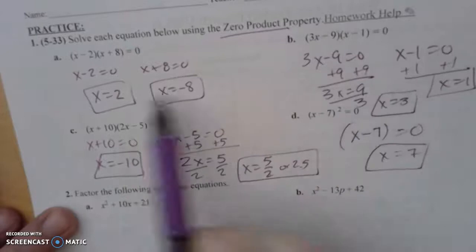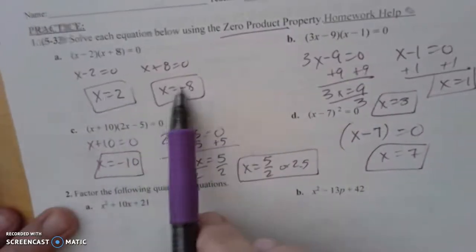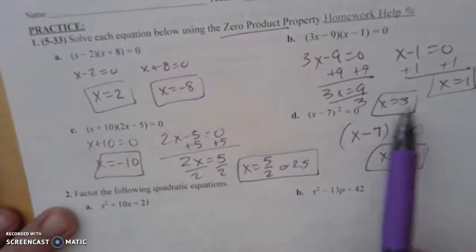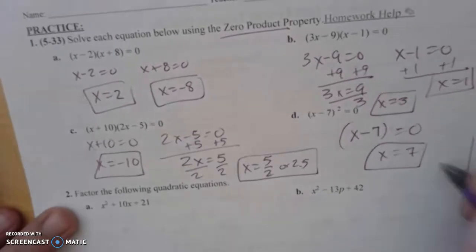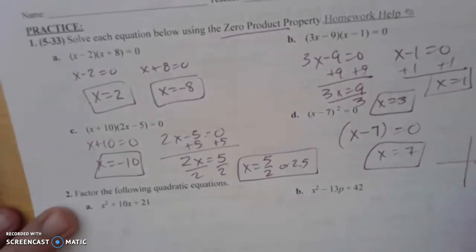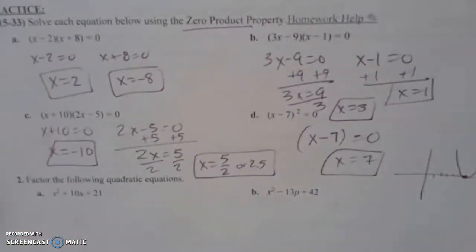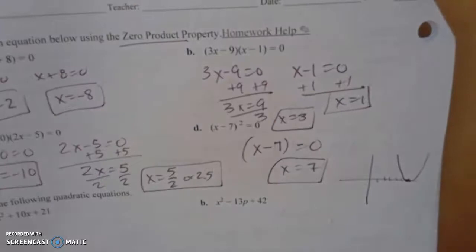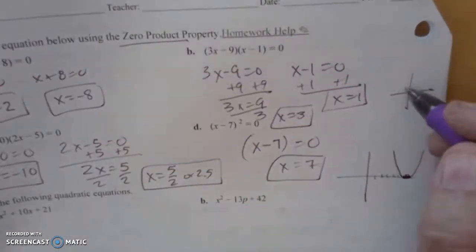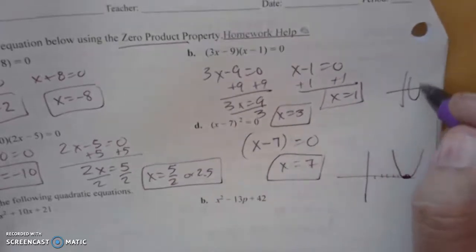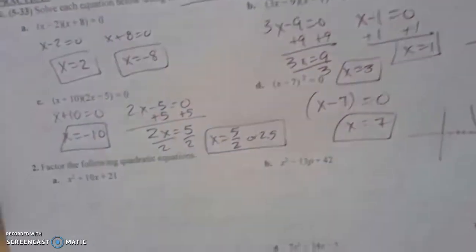So these three problems that we did first are going to hit the x-axis two times at the points that we found, but this problem is only going to touch the x-axis one time, so it's probably going to look something like this. 1, 2, 3, 4, 5, 6, 7. This is 7. It's going to hit the x-axis just one time, whereas these are going to touch at 3 and 1. We'll talk about finding the vertex as we move further.